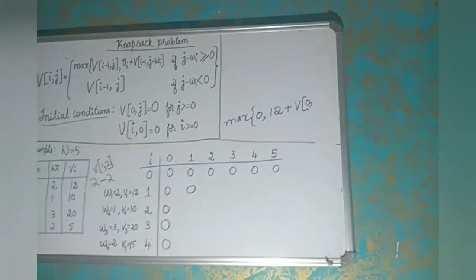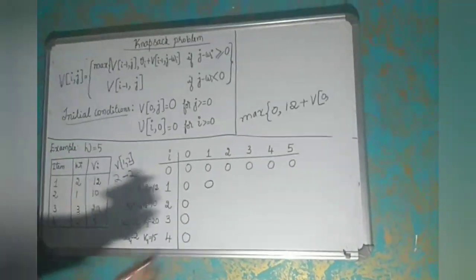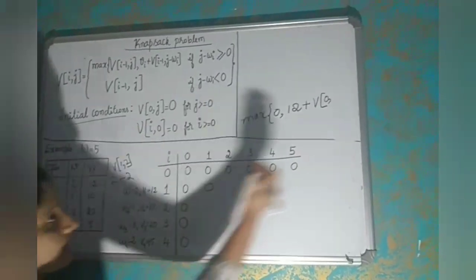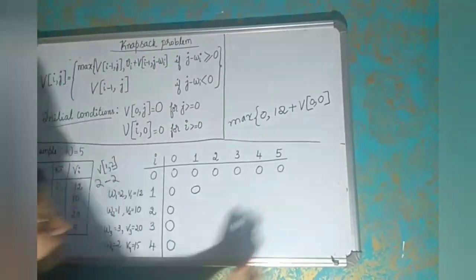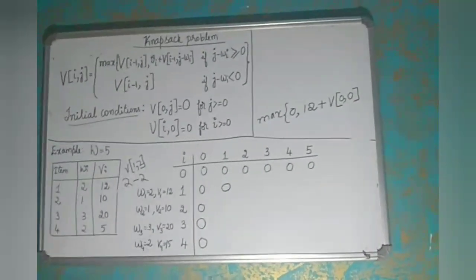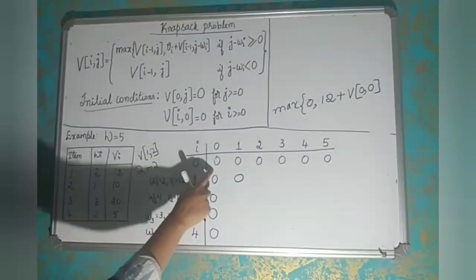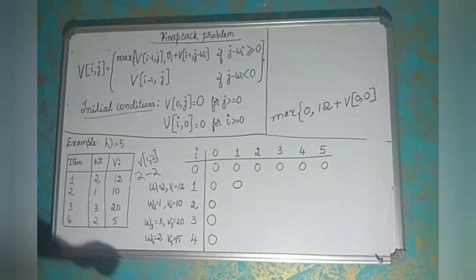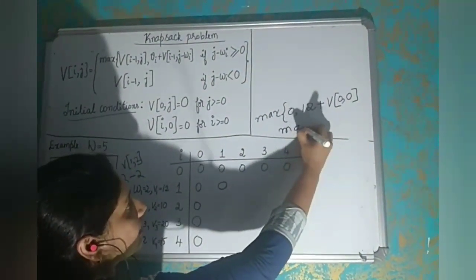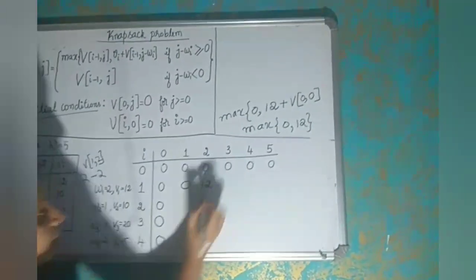Comma, J minus wi. J is nothing but 2. Wi is nothing but 2. So 2 minus 2 is nothing but 0. So V of 0, 0. So 12 plus V of 0, 0. So what is V of 0, 0? We know that it is 0. So it becomes max of 0, 12. So that is nothing but 12.